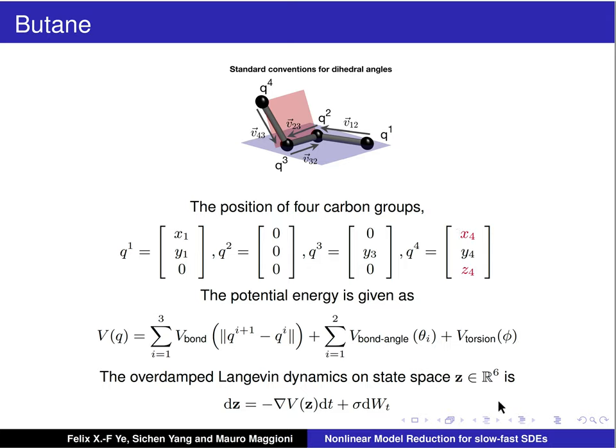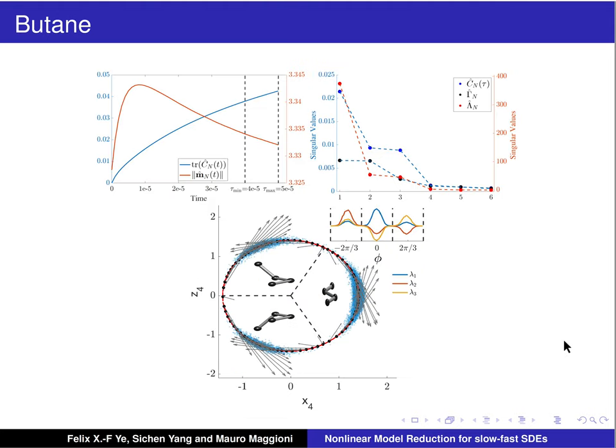If you use TICA, which is a very popular method, it will also identify this x4 and z4 for you. It basically tells you that x4 and z4 are very important variables, and you should use these two variables to build your reduced dynamics. That's why I'm going to plot everything in x4 and z4. But if you look at the scatter points, it is not exactly two-dimensional, just because it has some fluctuation around the invariant manifold, so it has some thickness here on the invariant manifold.